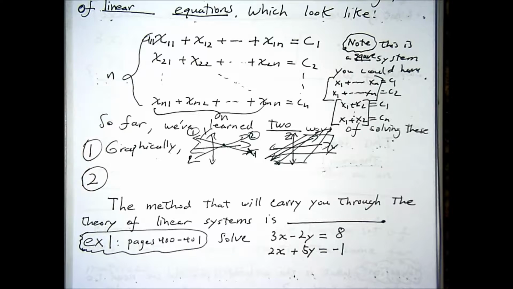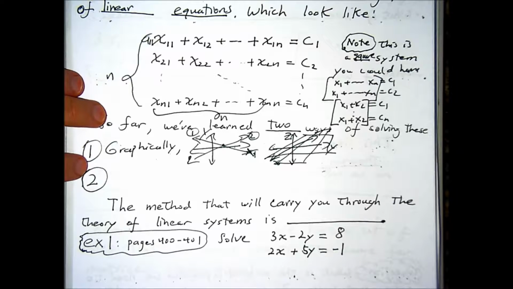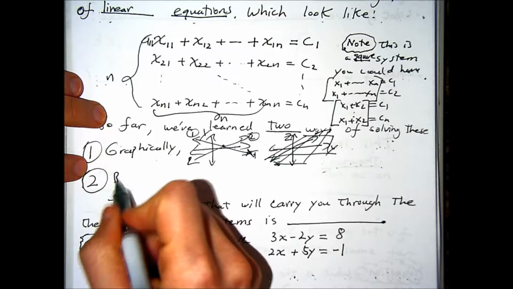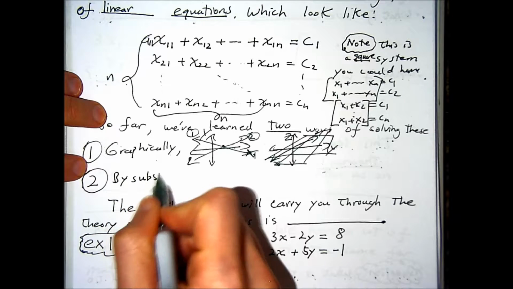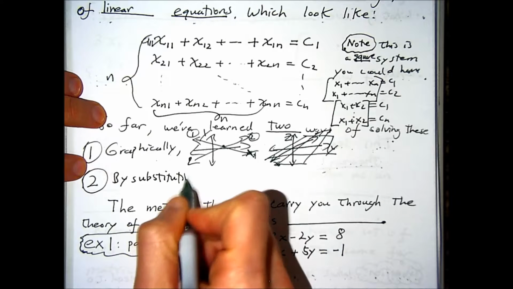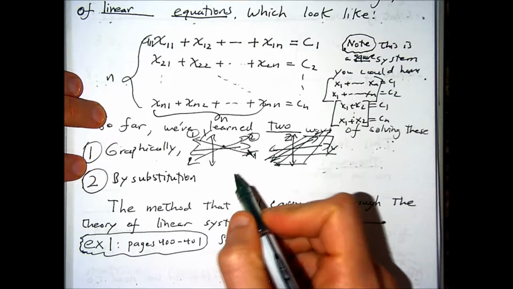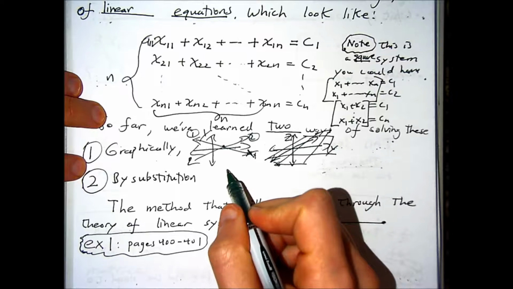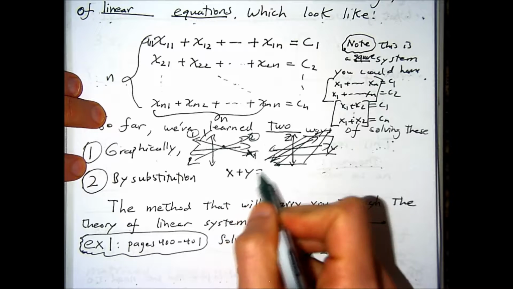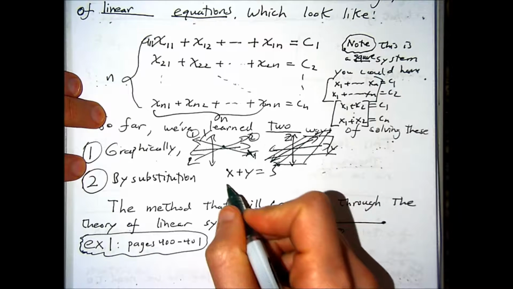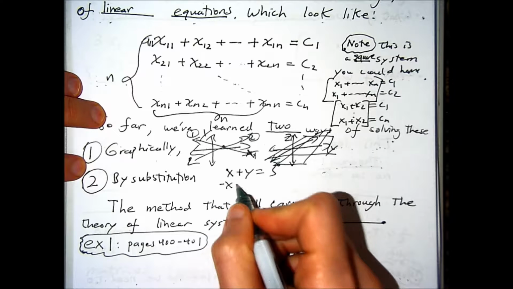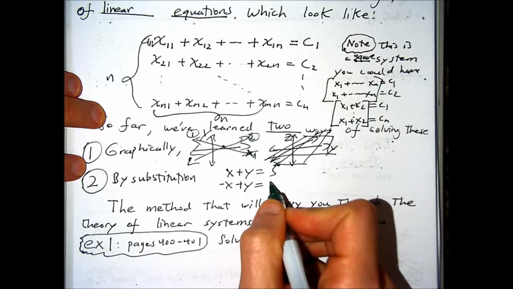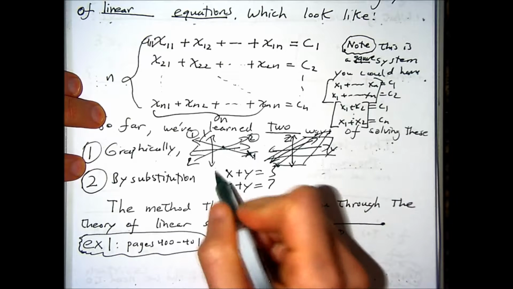So, but that's not the best way to solve it, really. That's a way to learn what the idea is. Another way to solve it is by substitution, right? And so we might have x plus y equals 3, and then negative x plus y equals 7.